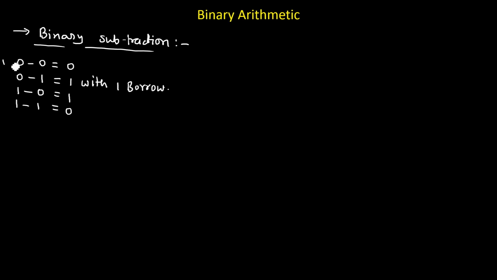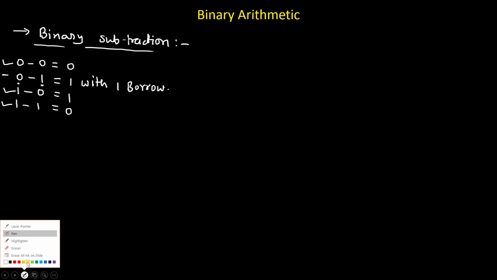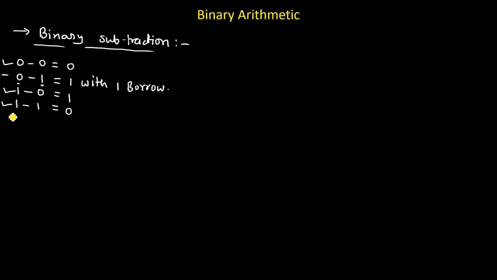In the first, third and fourth cases, we can easily subtract one number from the other. But in the second case, the second term is larger than the first term, so we have to take one borrow from the next column. Now let's discuss the actual process of subtracting one binary number from another: the process of binary subtraction.